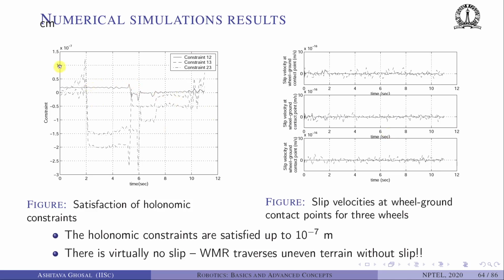We have very small constraint violation, and we also have very small slip velocities. The holonomic constraints are satisfied up to 10 to the minus 7 meters. There is virtually no slip. The WMR traverses uneven terrain without slip.